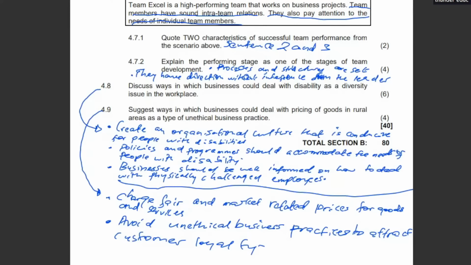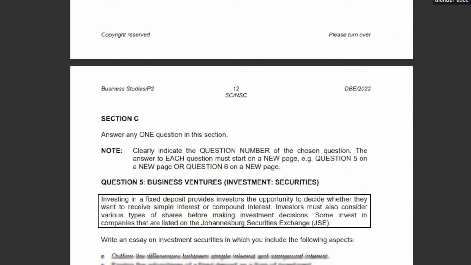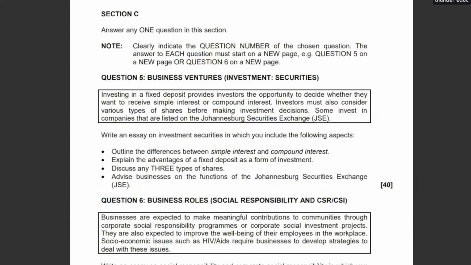Now we are done with question 4. So now let's move on to section C. So remember, under section C, we are actually dealing with the essays, and the expectation is to choose only one essay. So now, section C, answer any one question in this section. Note, clearly indicate the question number of the chosen question. The answer to each question must start on a new page. E.g., we have question 5 on a new page, or question 6 on a new page.